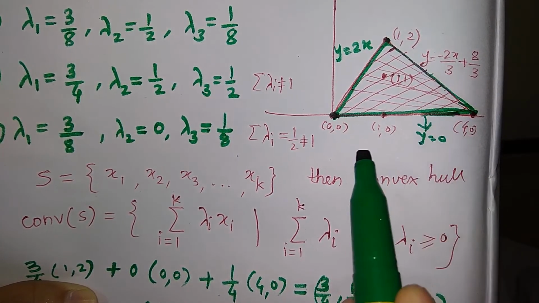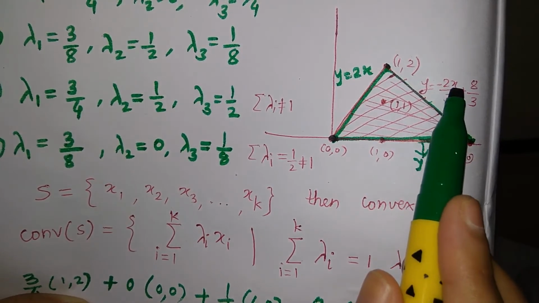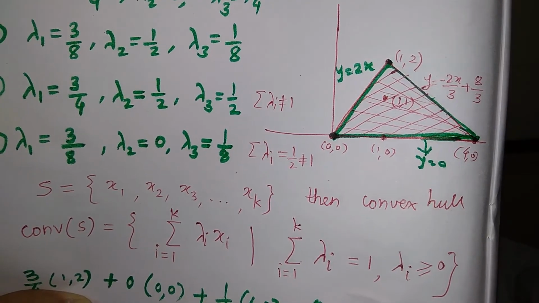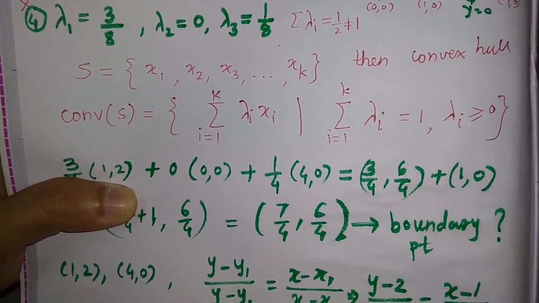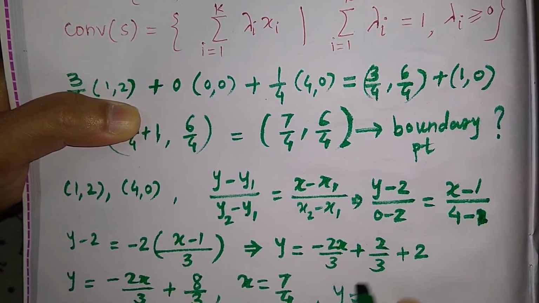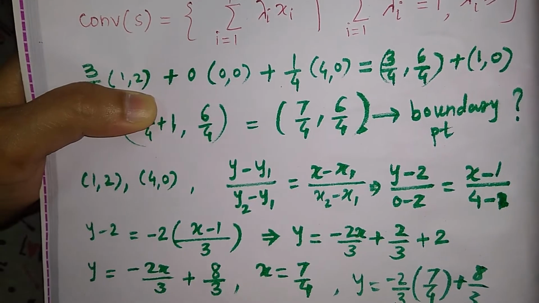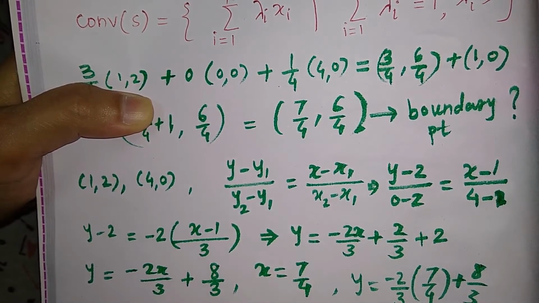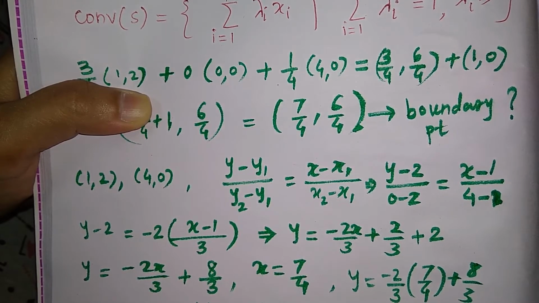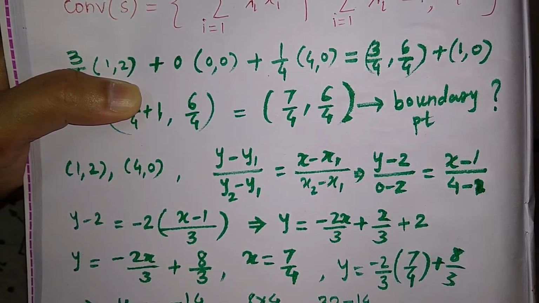So let us check whether this point (7 by 4, 6 by 4) satisfies this equation or not. You can either put the value of x and check for y, or put the value of y and check for the value of x. So I will put the value of x. When you put x is equal to 7 by 4, we get y is equal to minus 2 by 3 into 7 by 4 plus 8 by 3. So y is equal to minus 14 divided by 12 plus 8 by 3. Now multiply and divide by 4. This will give us (32 minus 14) by 12.